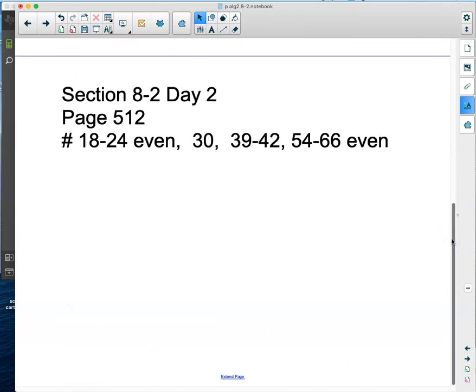And there is the assignment. And of course, there's going to be some graphing in there as well.